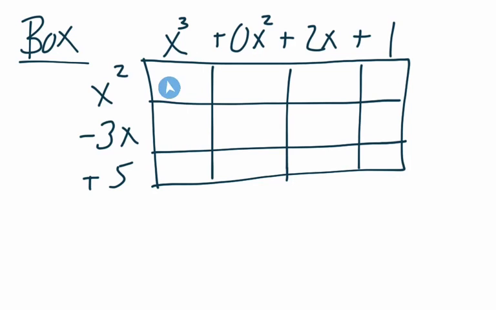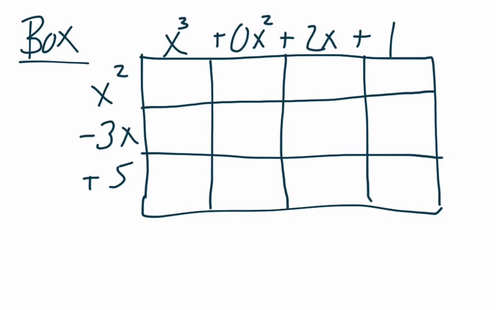You multiply whatever's on the left by whatever's on top, and then you write the product in that particular box. I actually don't like my box, so I'm going to redo it. Okay, I just felt like my box was getting a little bit cramped on the right-hand side.